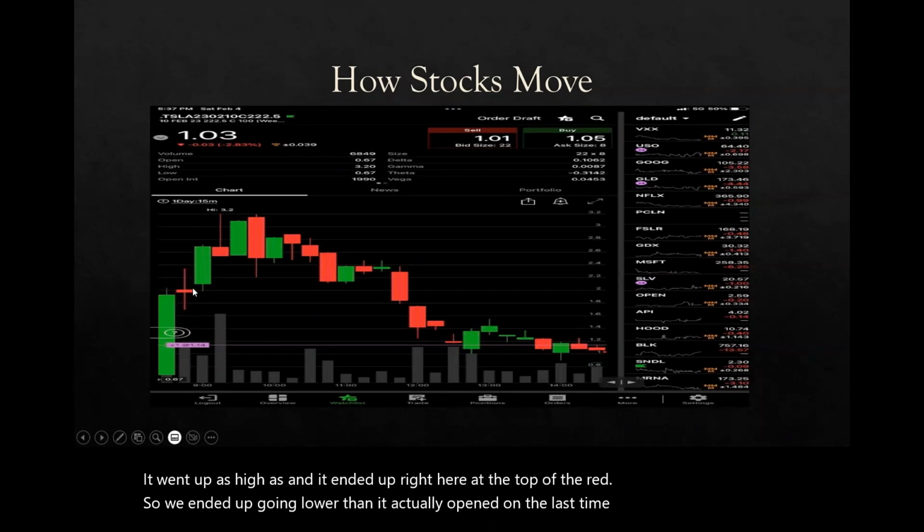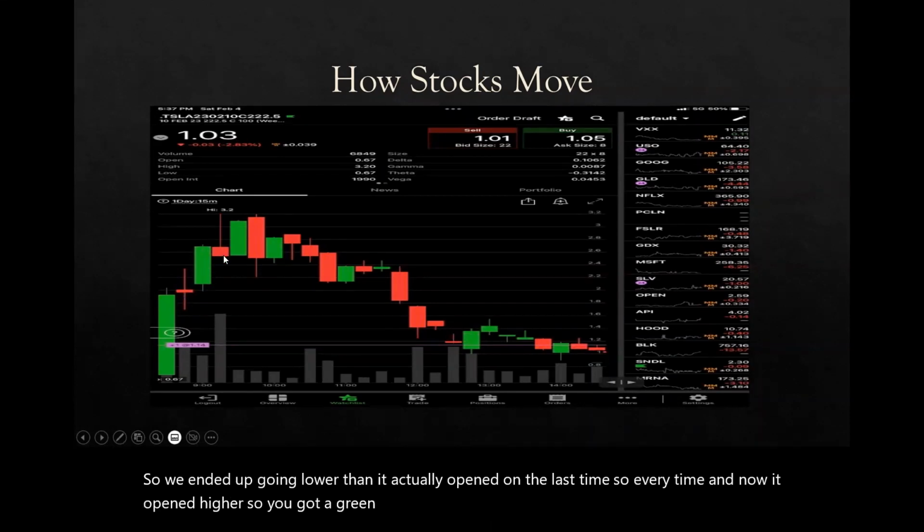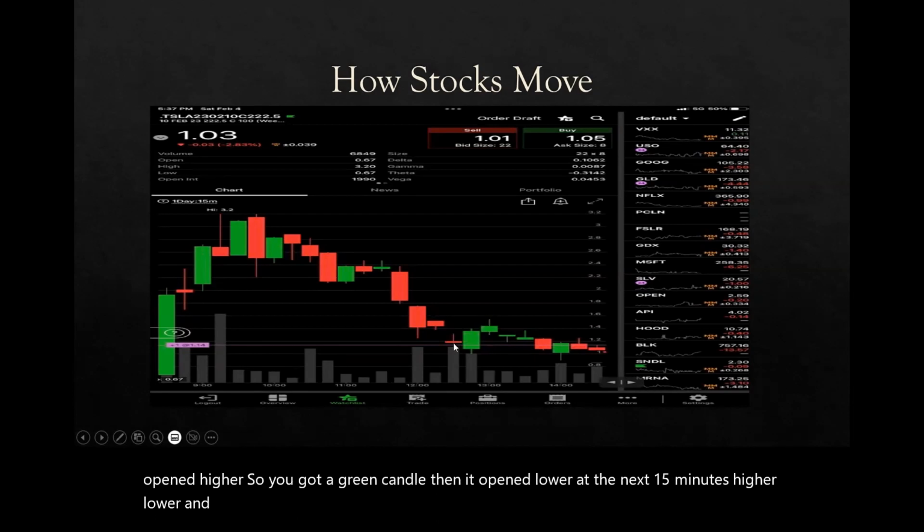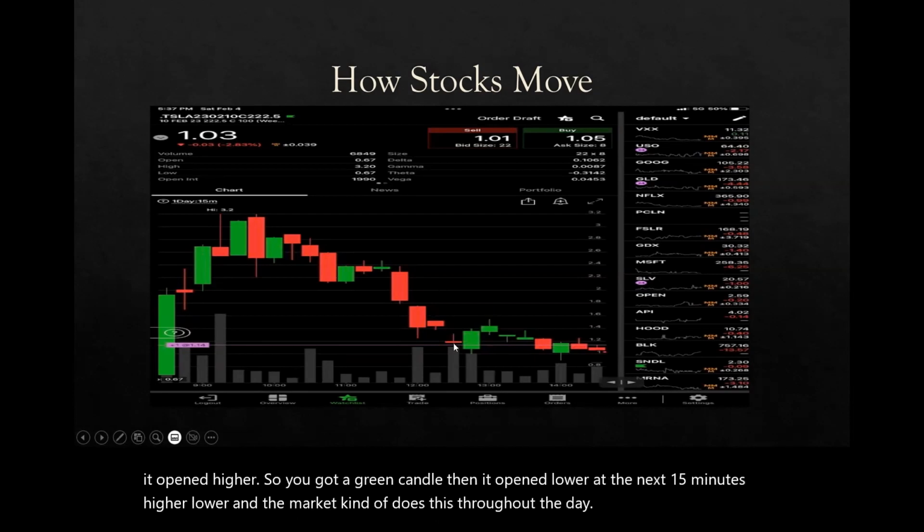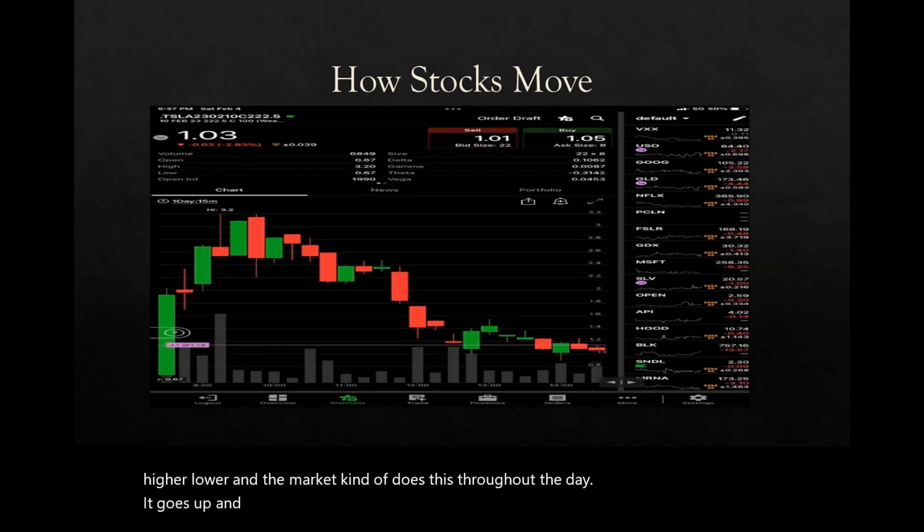Now it opened higher, so you got a green candle. Then it opened lower at the next 15 minutes, higher, lower. And the market kind of does this throughout the day. It goes up and down. It's kind of like a heartbeat monitor. It just goes up and down. And that's basically how the market moves.